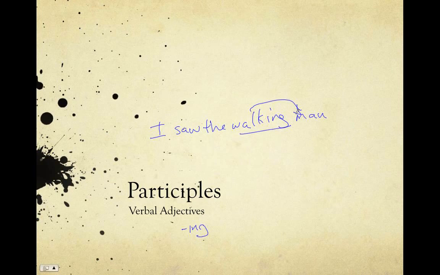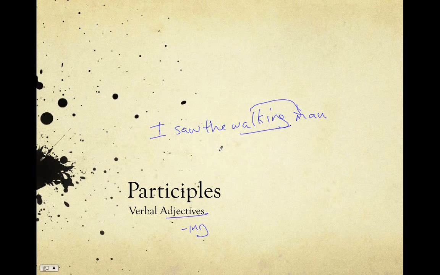Walking modifies man, so it is a participle, or it's an adjective, but it's also a verb. That is, to walk is a verb. So a participle is an adjective that is created out of a verb. And this is exactly how we're going to do it in Latin. We're going to add an adjectival ending onto a verb.